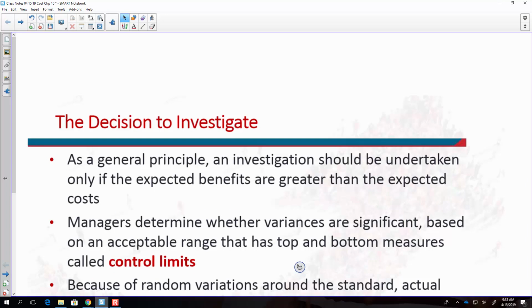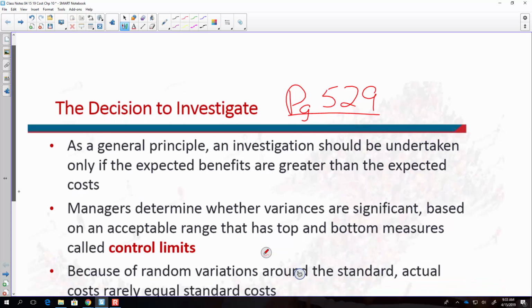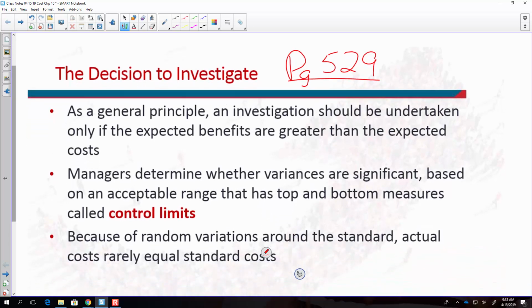Where we left off last week, I wanted to jump into our discussion for today. This is on page 529 of our book. We've gotten a chance last week to compute some variances, some differences between our standard and actual. But the discussion then revolves around when do we investigate these variances, and that begins on 529.